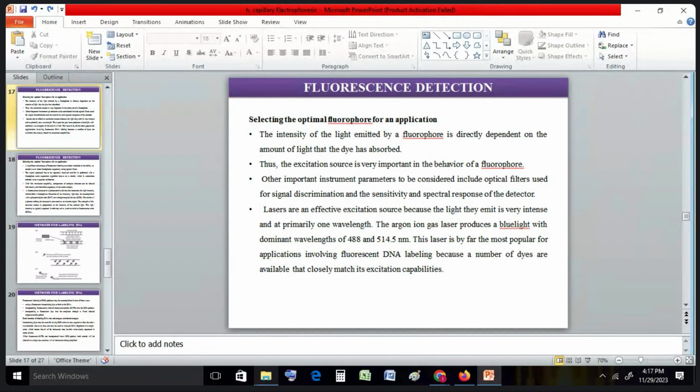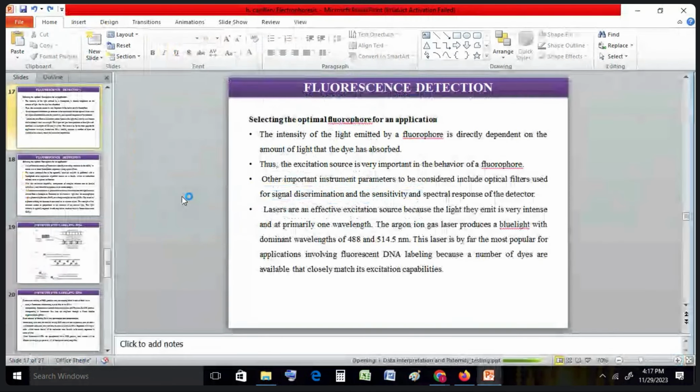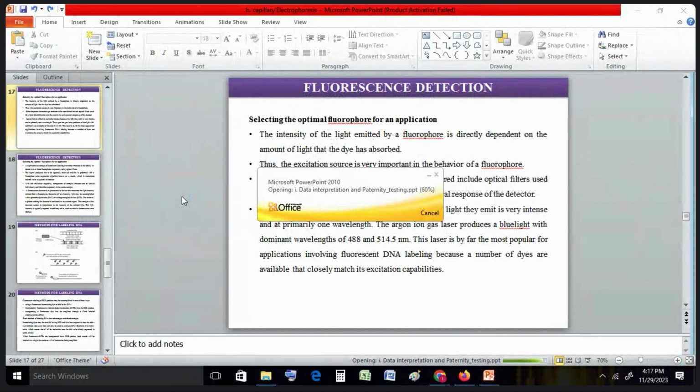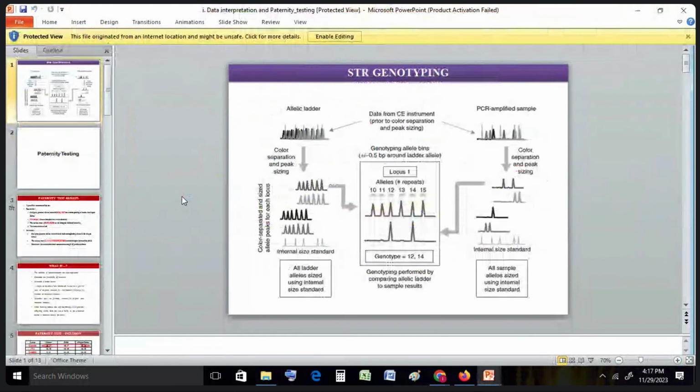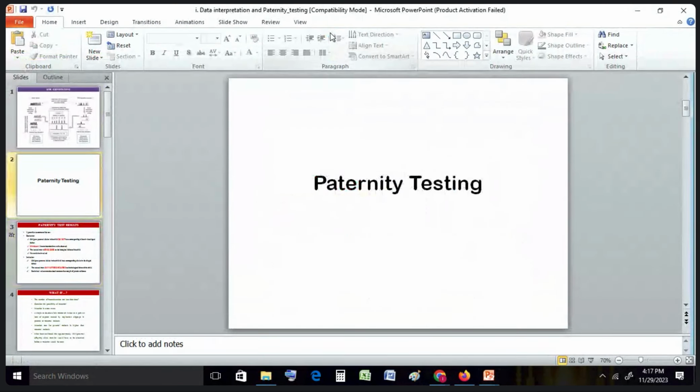Next topic is interpretation, data interpretation. It is an interesting topic. Paternity testing and data interpretation in paternity testing. You know about DNA fingerprinting, one of the major functions and one of the major uses of DNA fingerprinting is paternity testing. I have already discussed with you.